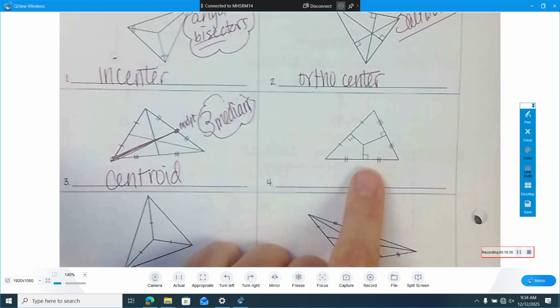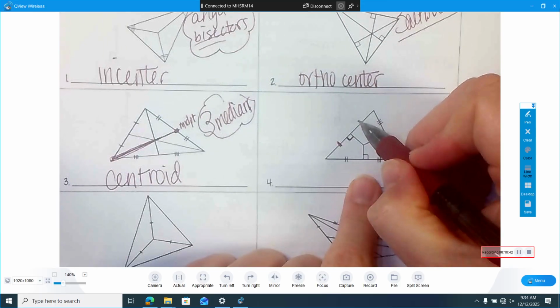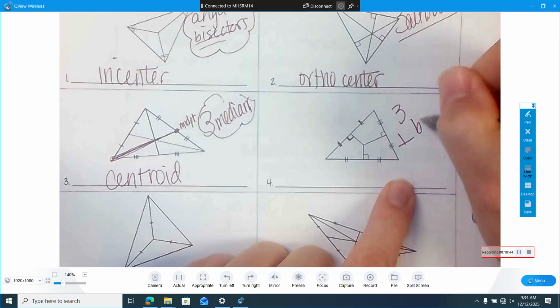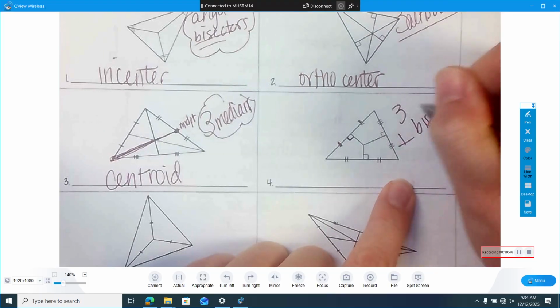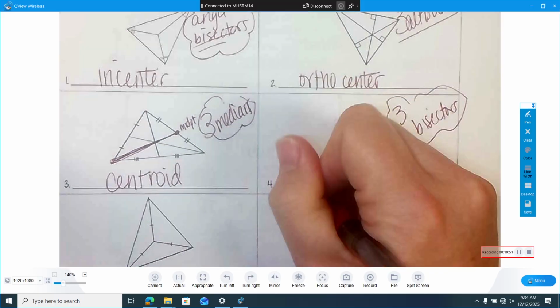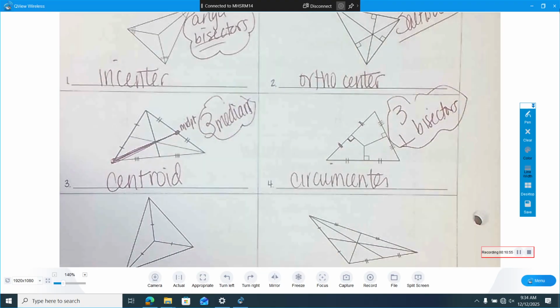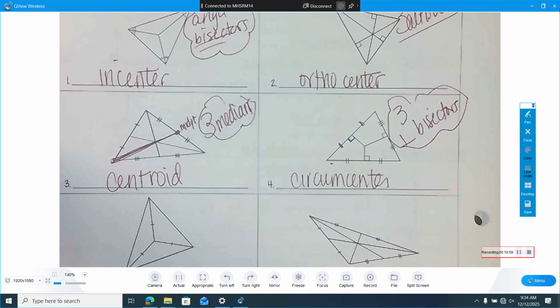All right, what do we have in this picture? Yes, we have perpendicular, we have bisectors. We have 3 perpendicular bisectors. What do we get when we have 3 perpendicular bisectors? Circumcenter. Circumcenter, 3 perpendicular bisectors.